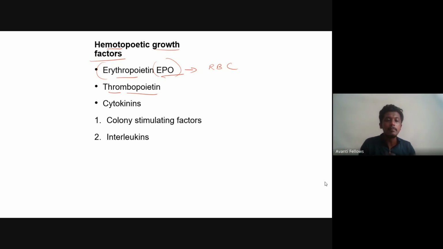Dividing means how they multiply, and differentiate means becoming specialized. Similarly, we have erythropoietin as the first factor. This erythropoietin is produced in the kidneys, and it helps in the formation of red blood cells. Thrombopoietin helps in the formation of platelets.